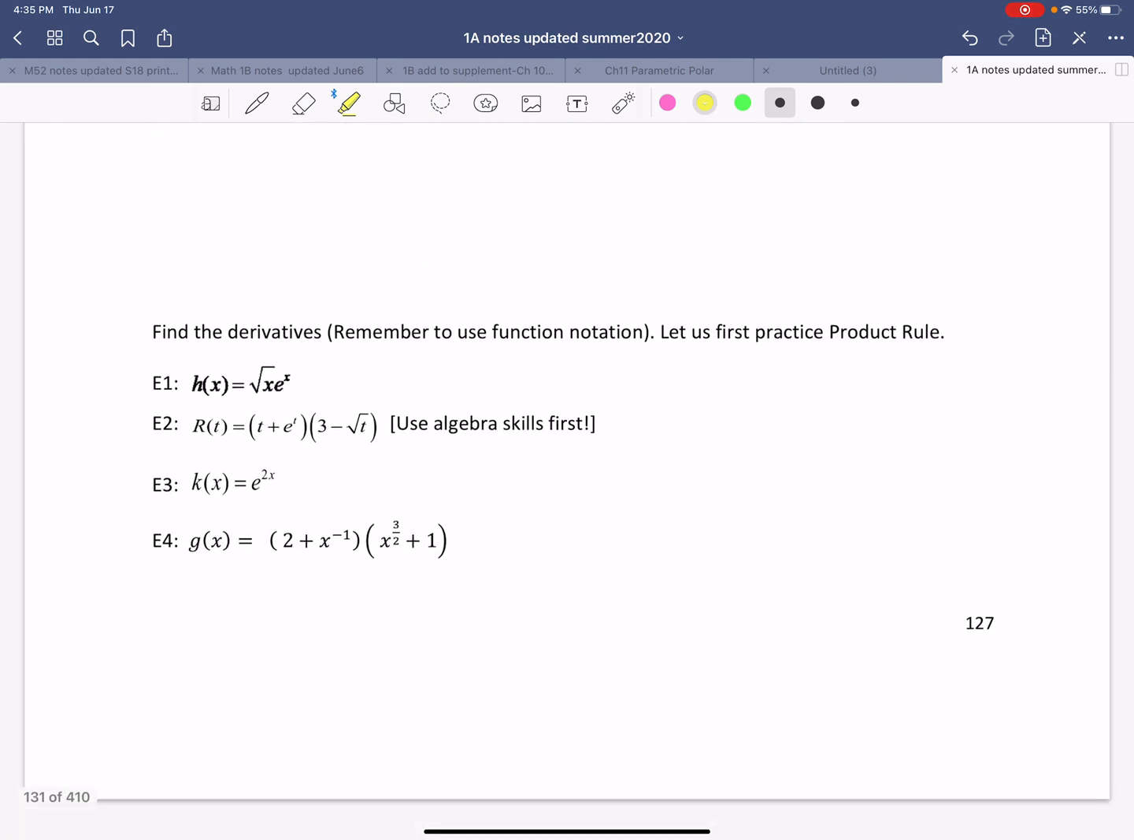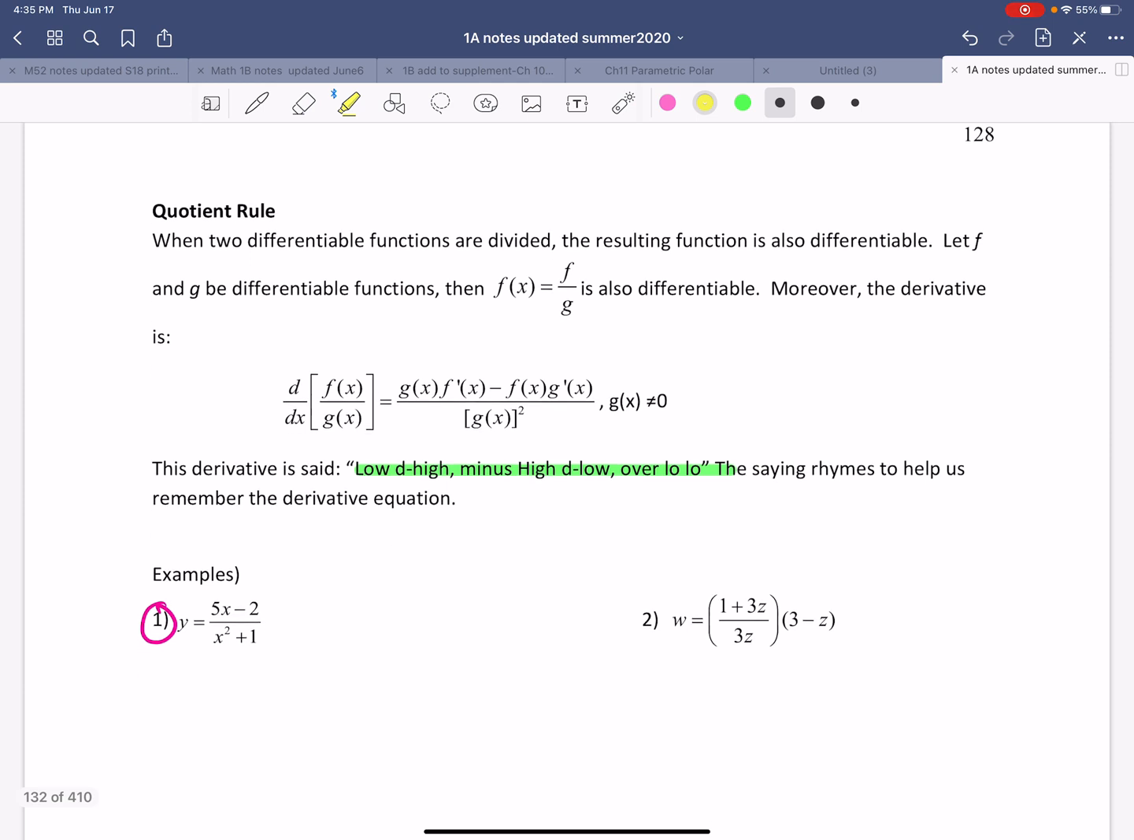All right, another example. Here we have the quotient rule now. For the quotient rule, if we are trying to find the derivative of a quotient, meaning you're trying to find d dx of f of x over g of x, then it's going to be g of x squared in the denominator, and in the numerator g of x times f prime x minus f of x times g prime x, divided by g of x squared, as long as g of x is not equal to 0. So that's very, very important.